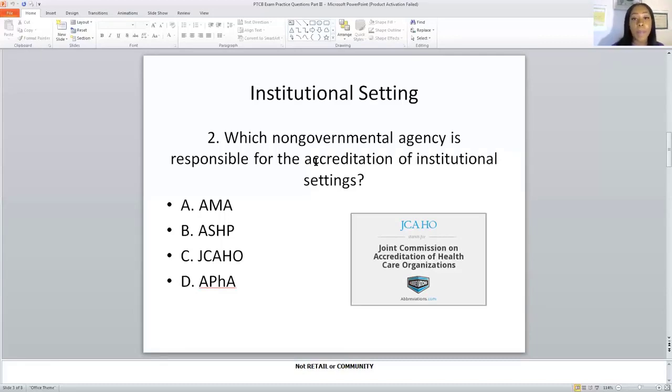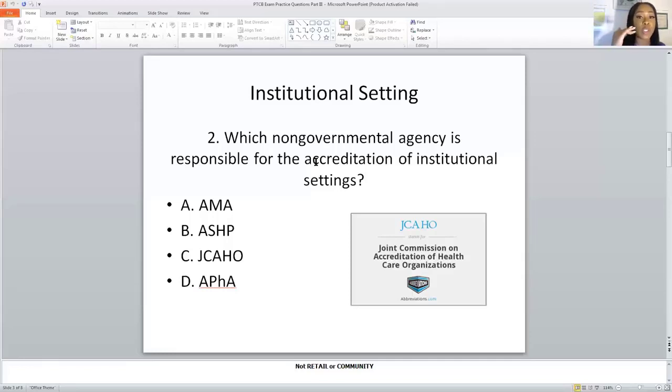So remember, people can have an overnight stay at the hospital. People can have an overnight stay at therapy, right? At rehabilitation places, right? So that's what this is about. This isn't about community or retail. This is about institutional, where patients are in. So you see institutional in, okay?